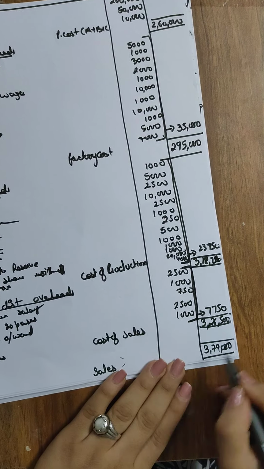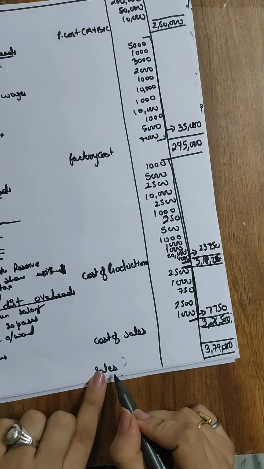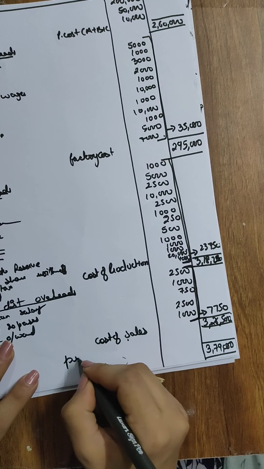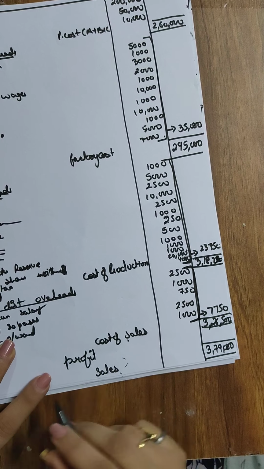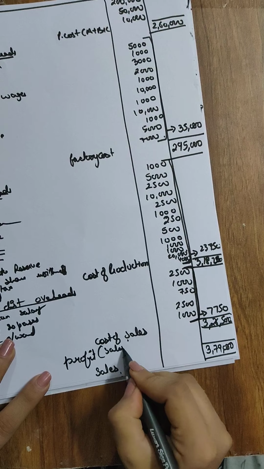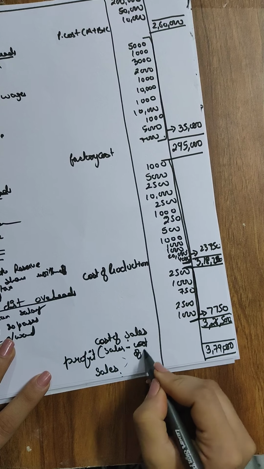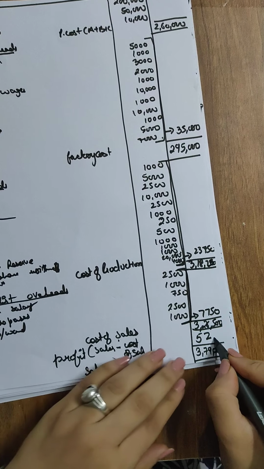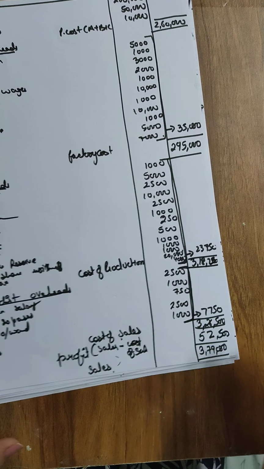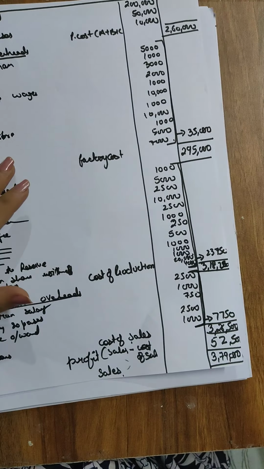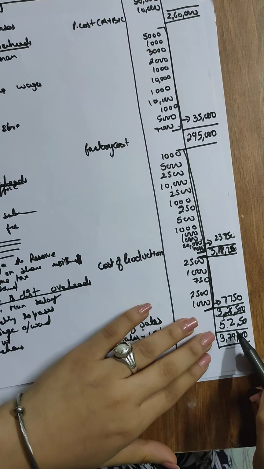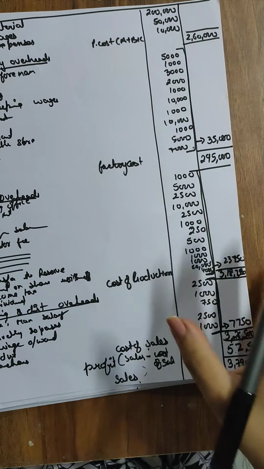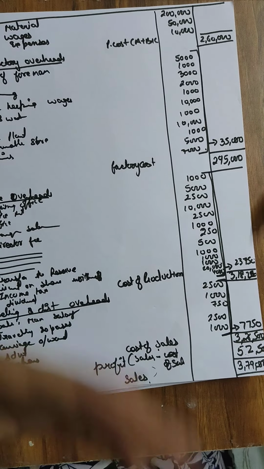This comes as our cost of sales, that is our sales price. From the sales, if I minus this, I will get my profit. So profit will come as sales minus cost of sales. It is a balancing figure, and comes as 52,500. So our profit figure comes as 52,500. With this, our cost sheet sum is solved. This is how we prepare a basic cost sheet.